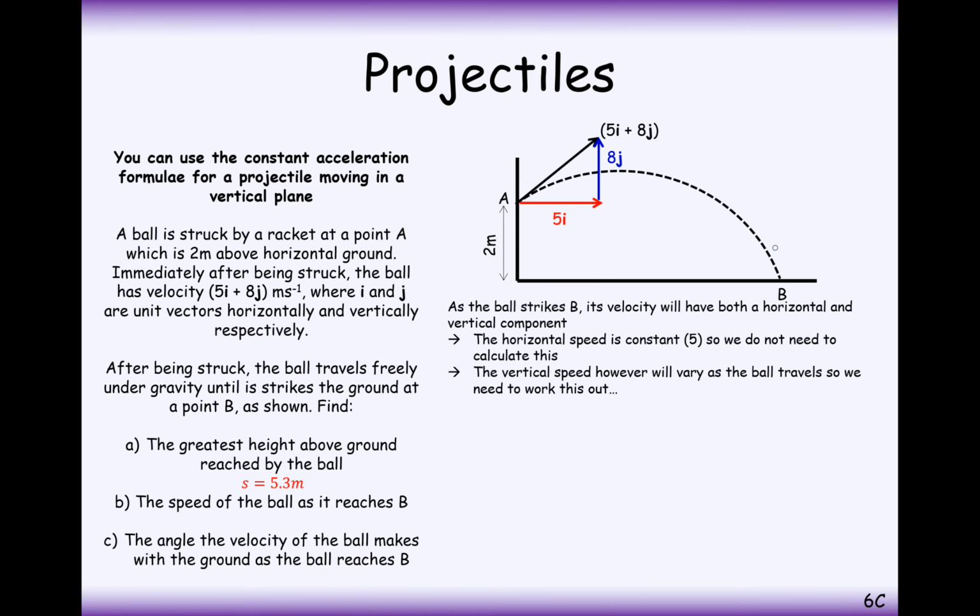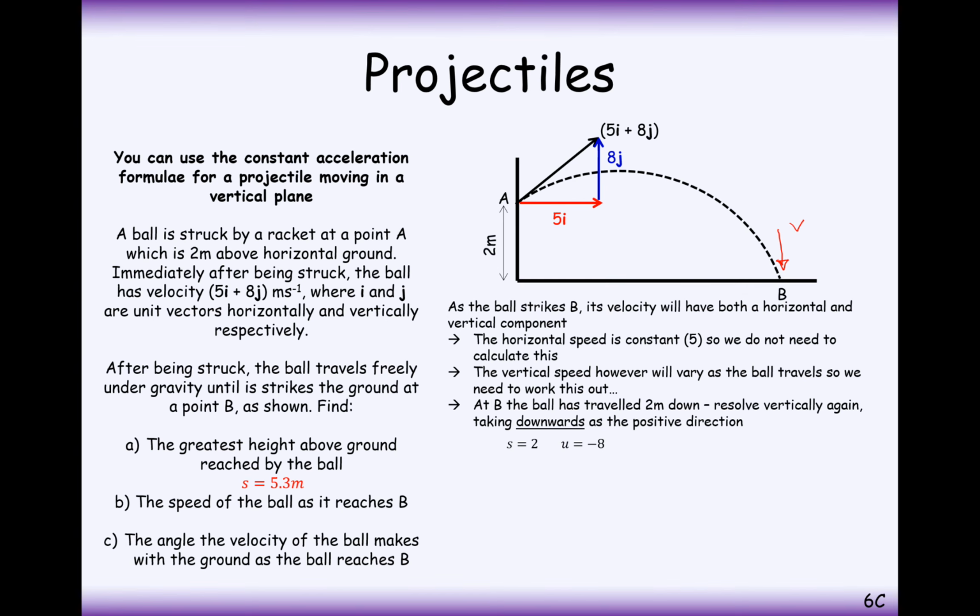What we do need though is the vertical component. We need to know the velocity at which it strikes the ground at point B. So at point B, it's travelling 2 meters down, so we're going to resolve vertically downwards. We want to find v effectively. We know it's going to travel a distance of 2 meters in the downward direction, and it's going to have acceleration downwards and initial speed upwards of 8.